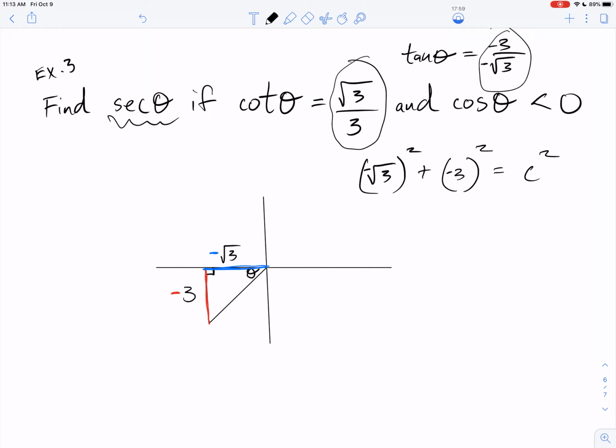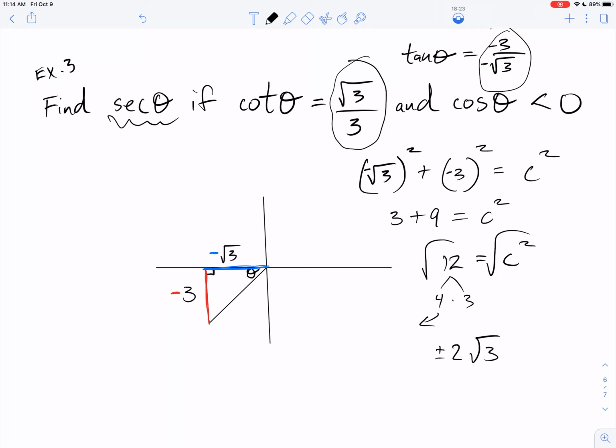I got to be super cautious here. So, negative radical 3 squared, yeah, it's still 3. Negative 9 squared, yeah, it's still 9. It equals c squared. So I go 12 equals c squared, root, and then I go, wait, I can clean that up. That's the same as 4 times 3, so I pull it out. I go plus or minus 2 radical 3. But I mentioned this in my last problem, so I want to make sure you know it. The hypotenuse is never negative. Hypotenuse of any right triangle is never the negative piece.